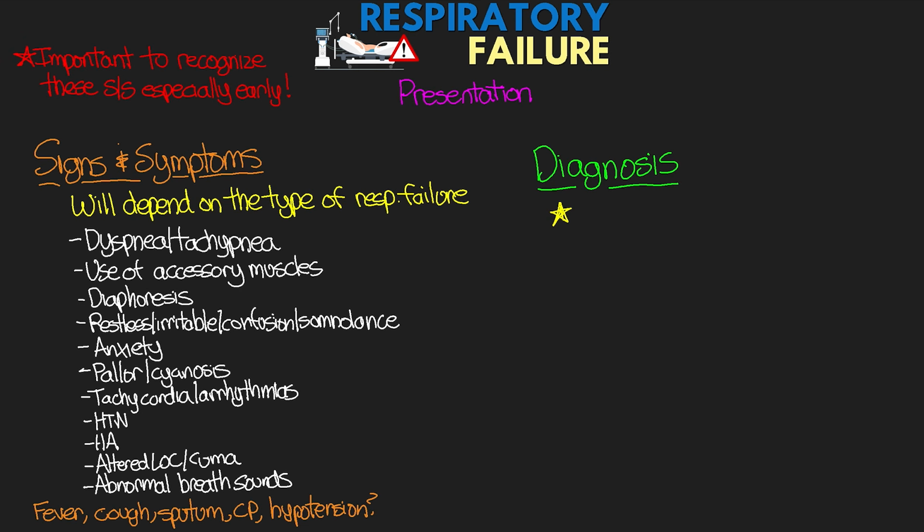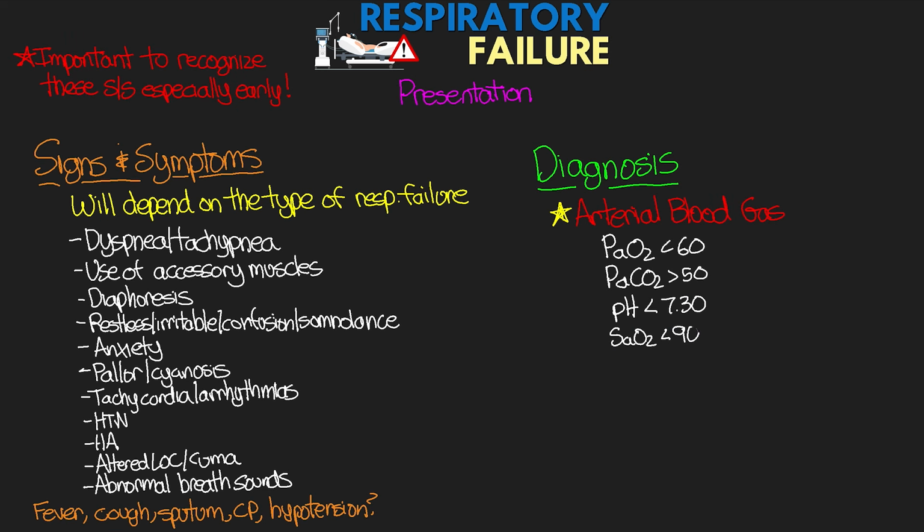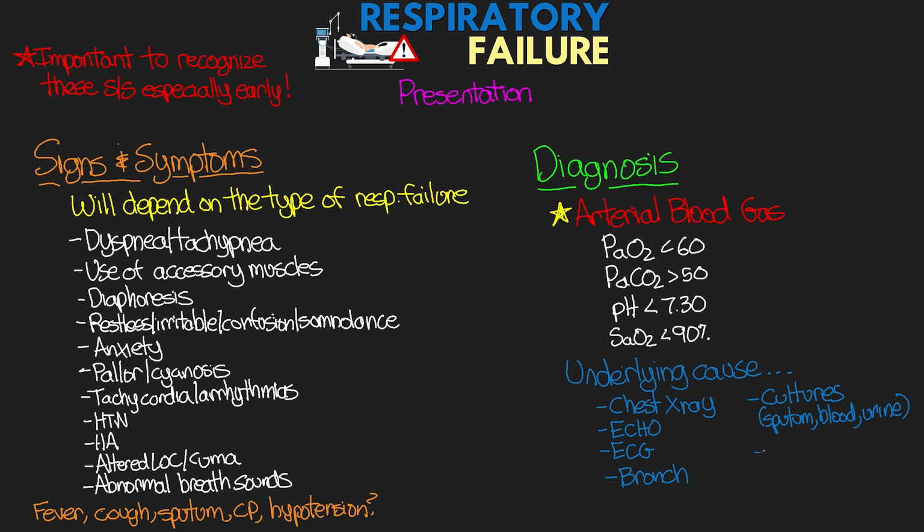And really, the first and foremost gold standard is going to be our arterial blood gas, or our ABG. And the big things that we're looking at here are a PaO2 that's less than 60, a PaCO2 that's greater than 50, a pH that's less than 7.30, or an oxygen saturation less than 90. And then, like I said, we do have some other tests that you can expect, which are really going to be used to help to diagnose the underlying cause of the respiratory failure. But these are going to be things like our chest x-ray, getting an echo, ECG, doing a bronchoscopy, getting our cultures, so this is sputum, blood, and urine, and then different labs such as CBC, electrolytes, and lactate.